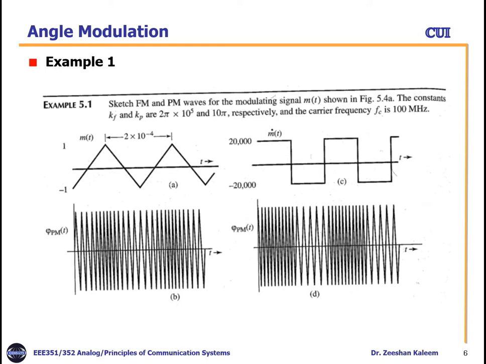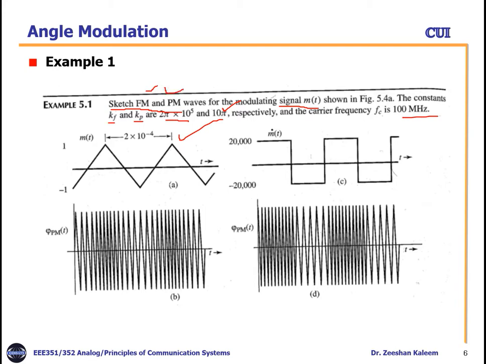Okay, let's discuss an example, as we studied the relationship between the FM and the PM in the previous slide. Here we need to sketch the FM and the phase modulated waves of a modulating signal m of t. This is m of t, and the constants are kf equal to 2 pi into 10 to the power 5, and kp, the phase sensitivity, equal to 10 pi respectively, and we have a carrier of 100 megahertz, right? By using these parameters, we need to generate the FM modulated wave and the PM modulated wave.